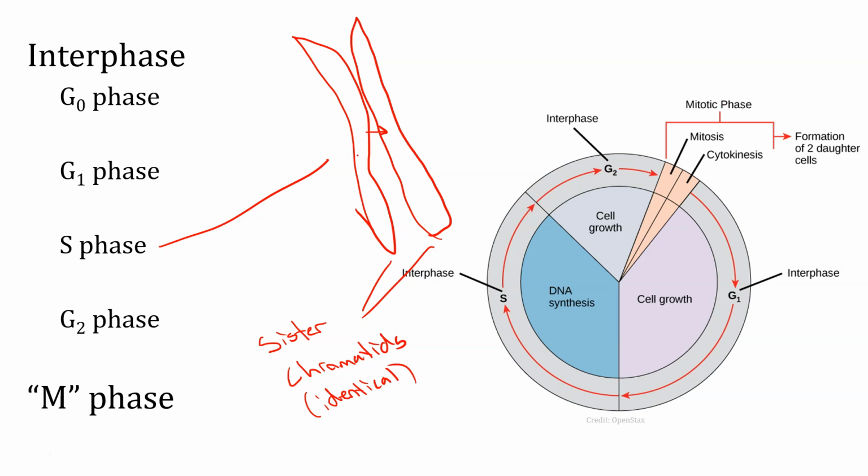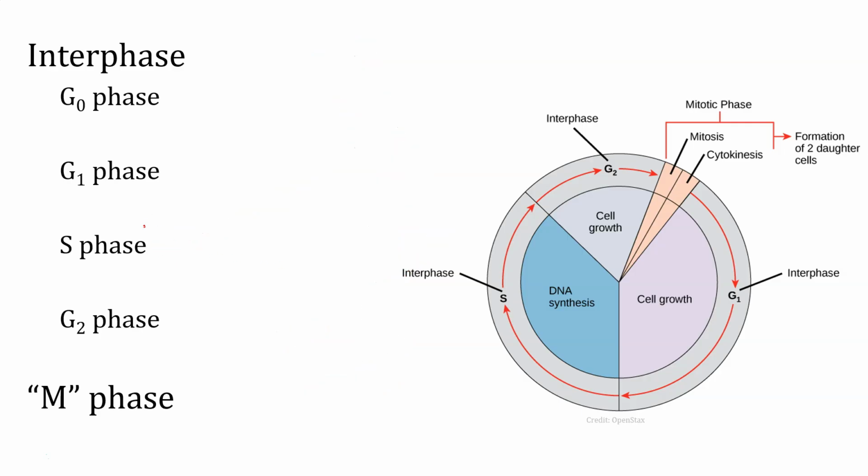Sister chromatids are exact photocopies of the chromosome, and so the one chromosome photocopies itself, and now there's two, and those are called two sister chromatids. And those will be in place. They'll be formed after the S phase. So you could think before the S phase, there's 46 chromosomes, and after the S phase, there is 92 sister chromatids. That's kind of a good way of looking at it.